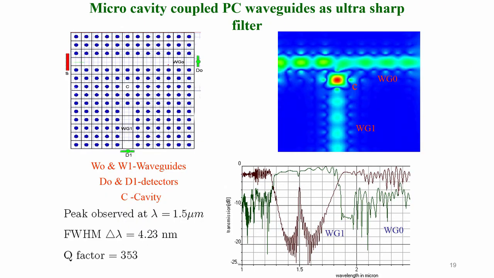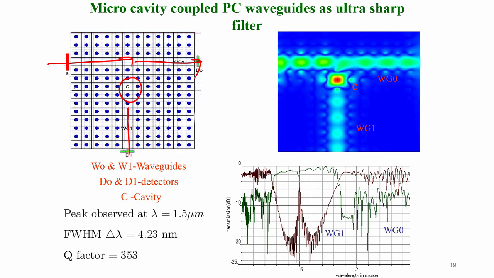So, this is an example of using a microcavity coupled photonic crystal waveguide to create an ultra sharp filter. So, you have a bus waveguide here, a line defect acting as a bus, and this C, the point C, is the microcavity. A point defect is created which will act as a microcavity, and there is one more waveguide to tap the light out. So, the light is launched into this and can be tapped at this point. So, these are the properties which are shown here.